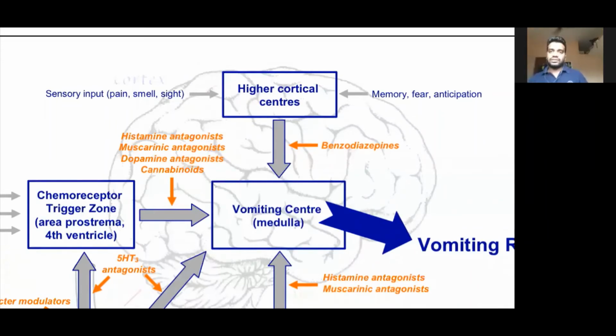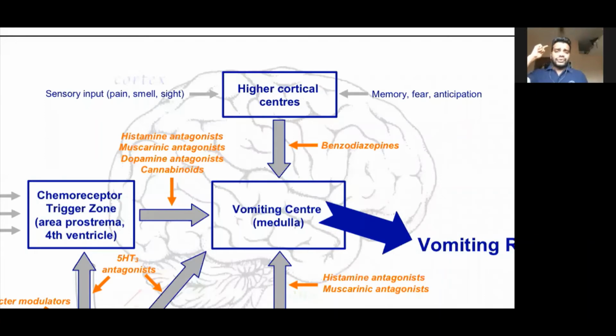In all this pathophysiology, we are going to see that all the information, from wherever it is coming, finally goes to the vomiting center, that is the medulla. At the medulla, the vomiting reflex starts. So we are now discussing the first input that comes to the medulla, from the higher cortical centers.